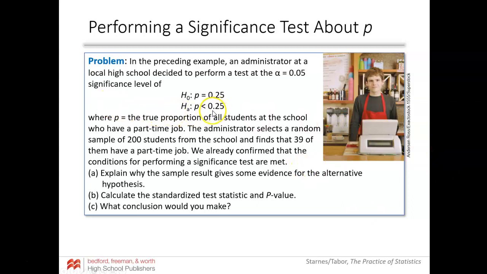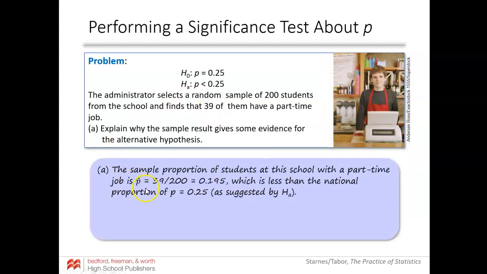Well, the alternative hypothesis is that the proportion is actually less than 0.25. So if we calculate that sample statistic, p hat of 39 over 200, that's like 19.5%, which is less than 25%. So that is evidence as suggested by the alternative hypothesis. So that's some evidence for it. But we don't have convincing evidence yet. We have to do some more work for that.